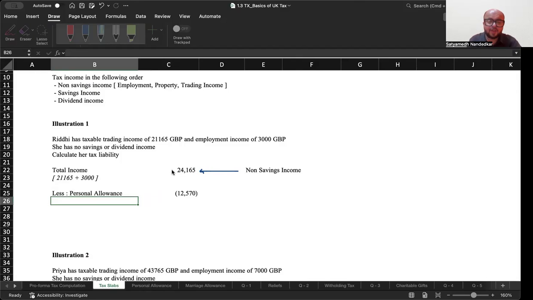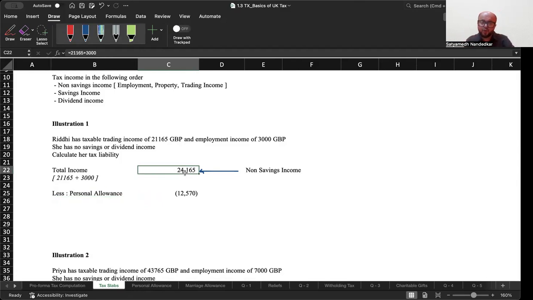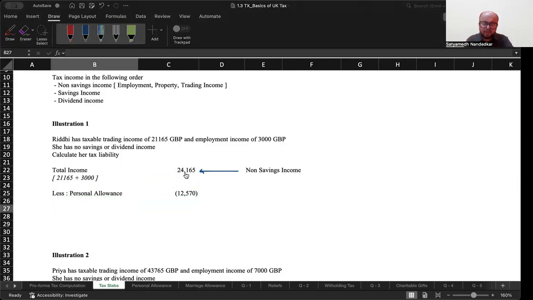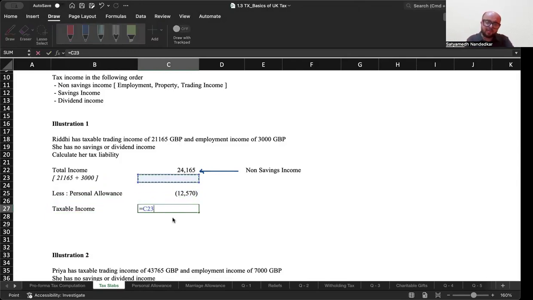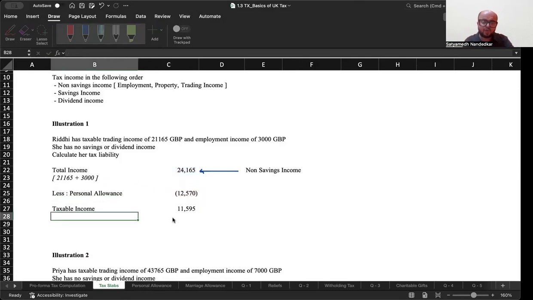That amount is 12,570. Now, this 12,570 is not a number that I have made. HMRC has said that if you are an average individual living a basic life, this is the amount that you will incur for keeping yourself alive. We'll not levy tax on that. So if your total income is 24,165, from which you are deducting 12,570 worth of personal allowance, your taxable income is how much? Your taxable income is 24,165 minus 12,570, which is 11,595.